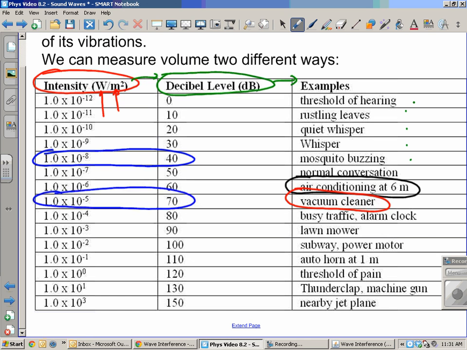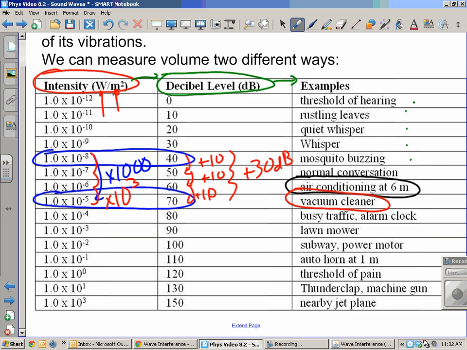So what happened is you turned it up from 10 to the negative 8th up to 10 to the negative 5th. So you turned it up 1,000 times louder, right? You multiplied it by 10, 1, 2, 3 times. So that's 10 to the 3rd times louder, right? But notice the decibel level, you added 10 to it 3 times, right? So overall, you added 30 decibels. Okay. So the decibel level, as you get louder, you're sort of adding decibels, and with intensity, you're sort of multiplying. Okay.